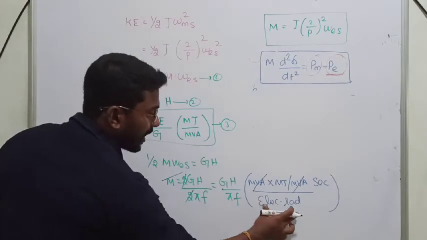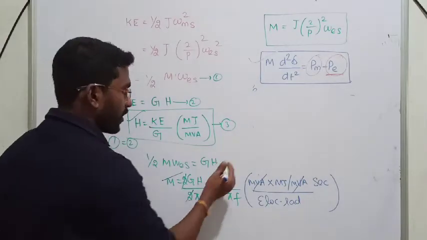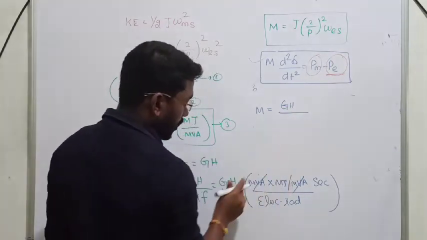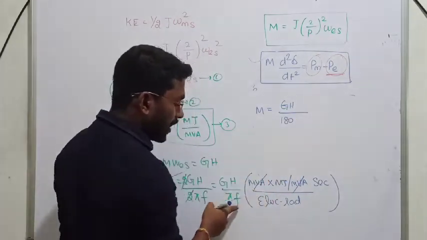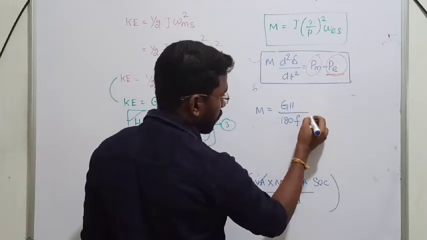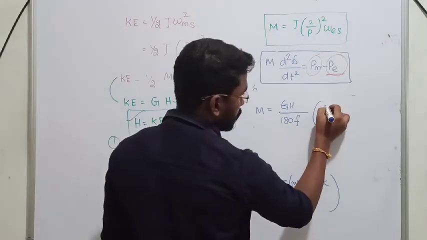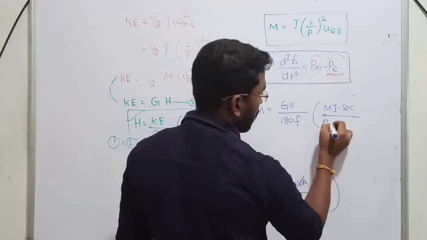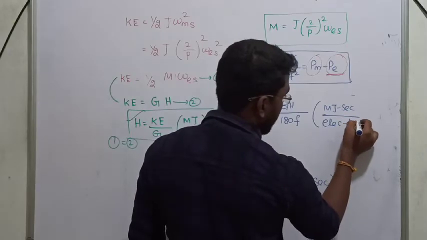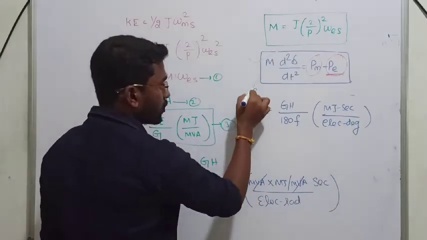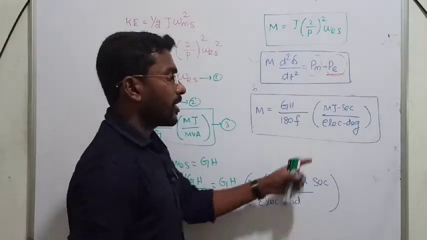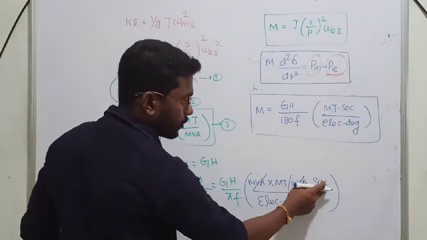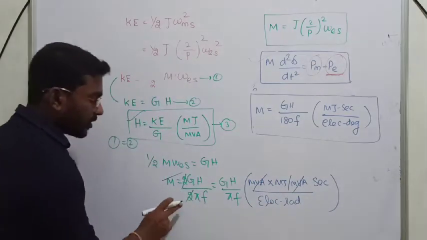discussion. This electrical radian can also be written in terms of electrical degree. How else can we write it? This M equation can also be written as GH by, where this phi can be replaced, in degrees, by 180 into f. So again we get megajoules second in the numerator, there is no change, but in the denominator it becomes electrical degree. There are two ways you can ask this question, right? If you are asked to write the answer in megajoule seconds per electrical degree, then this is the formula. If you are asked to find the answer in megajoule seconds per electrical radian, then this is the formula. Clear?